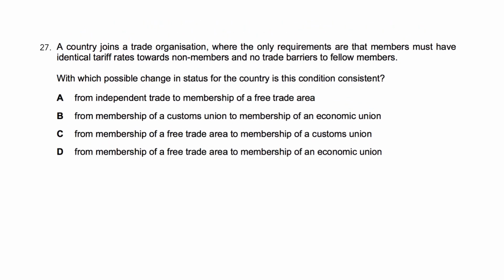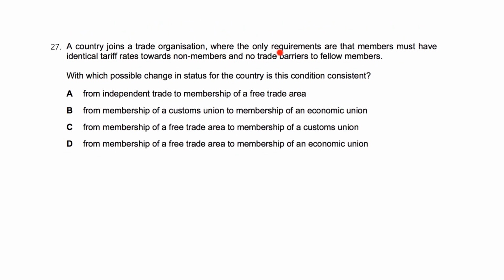A country joins a trade organization where the only requirement are that the members must have an identical tariff towards non-members and no trade barriers to fellow members. This means we are going from free trade area to custom union. Ultimately, you're going to custom union, which means the only answer is C, which is you are moving from a free trade area to custom union, because custom union says that identical tariffs with the non-members, and with the members you have no trade barrier whatsoever.